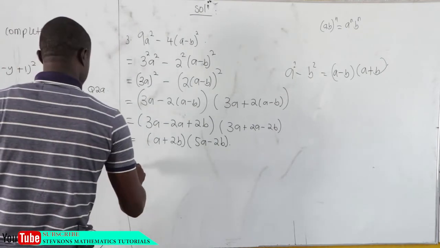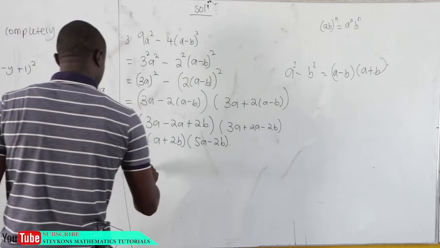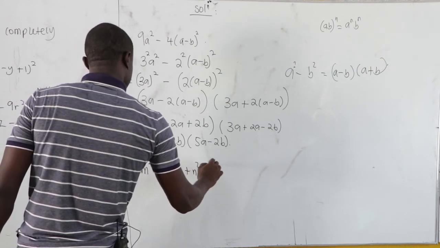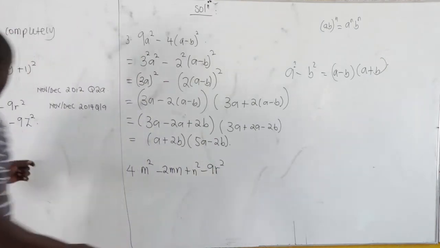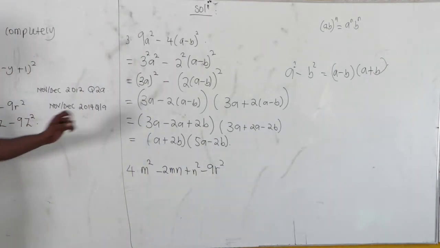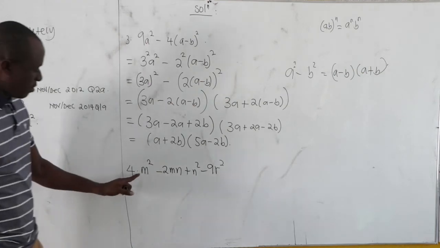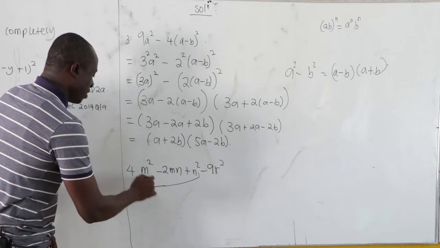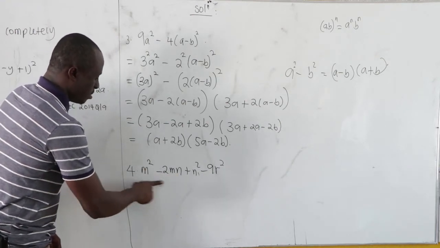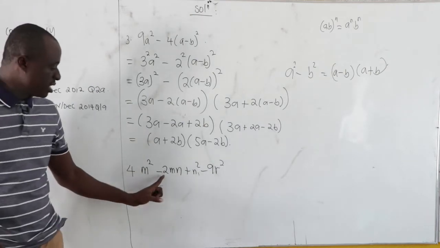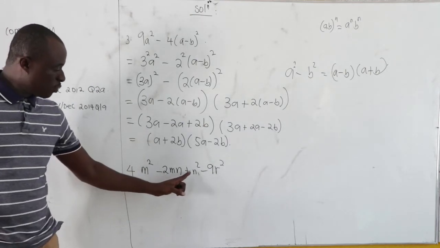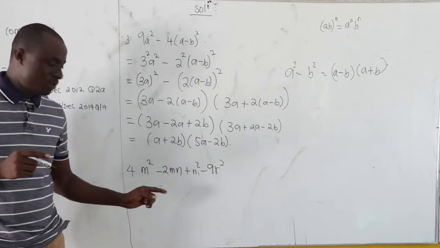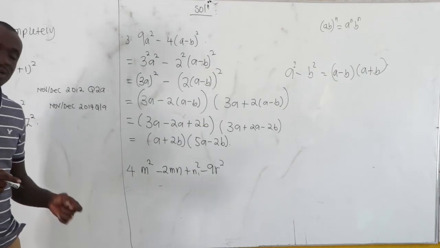Now let's look at question number 4. Question number 4, we have m squared minus 2mn plus n squared minus 9r squared. And this is NOVDEC 2014, question number 1a. Now from here all the way to this side, this is just quadratic expression in 2 variables. So 2 numbers, when you multiply, you get positive 1, but when you add, we get negative 2. What are they? That's negative 1 and negative 1.